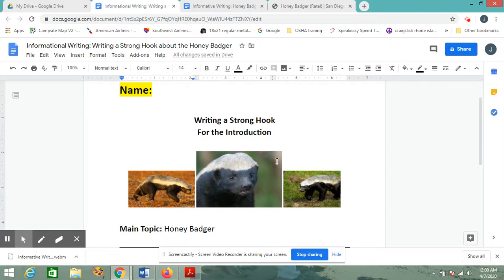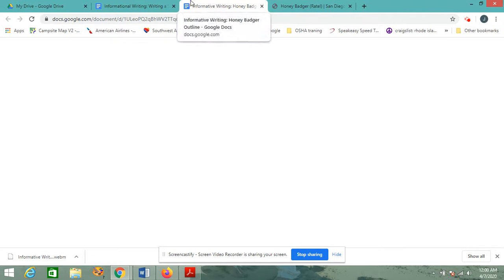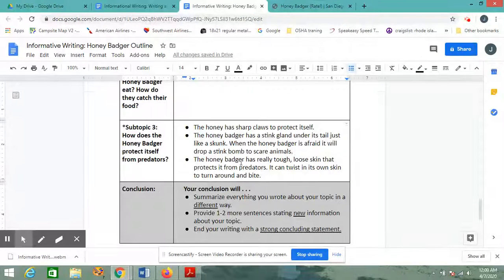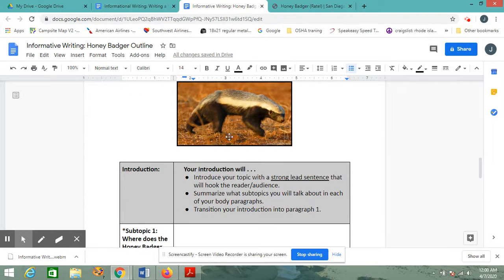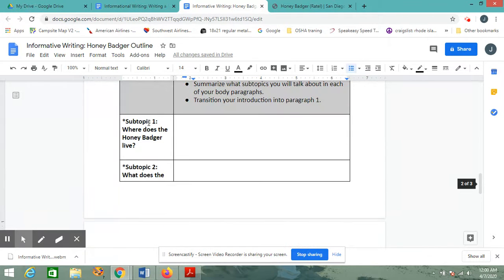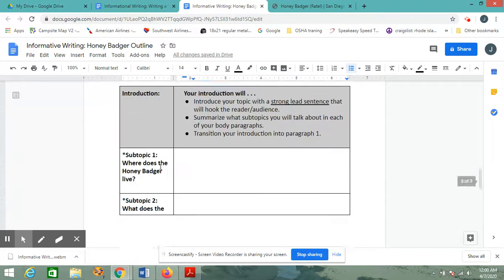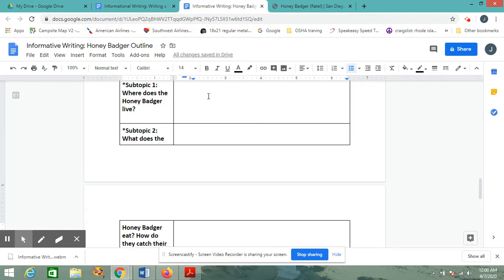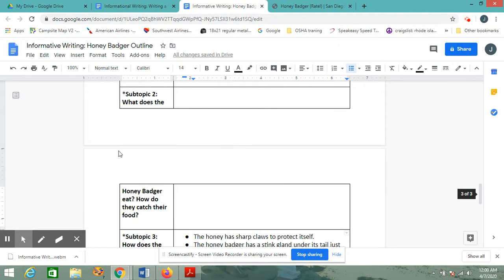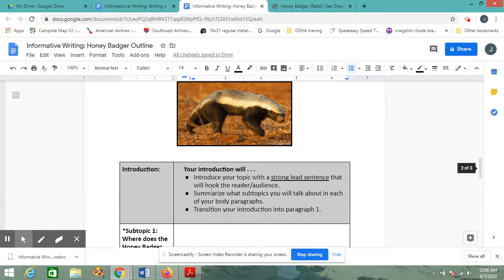Hi guys, so today for informational writing, we're going to start practicing writing introductions. Go to the outline here. Yesterday we made the subtopics together. You read the article and found information and sorted it into the right subtopics, so that all the information about subtopic one, where the honey badger lives, was in subtopic one, and all the information for subtopic two was in subtopic two. But today we're going to focus on the introduction.